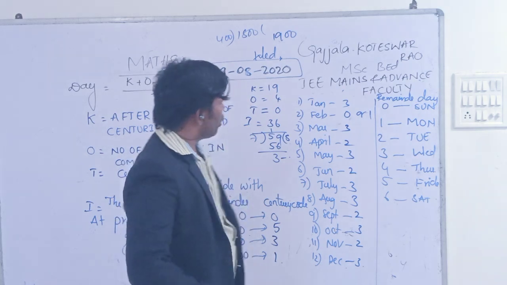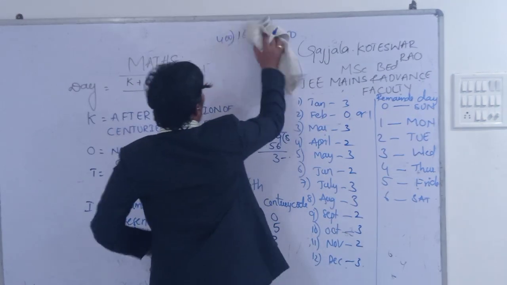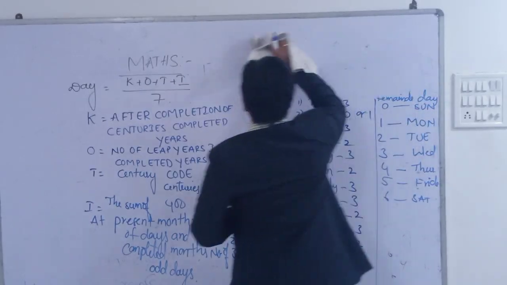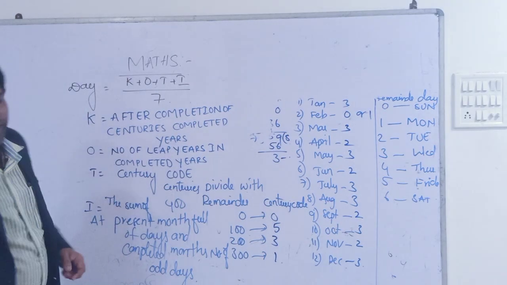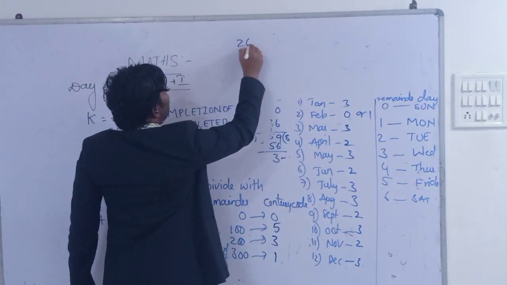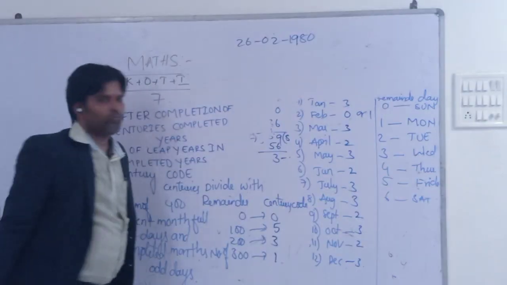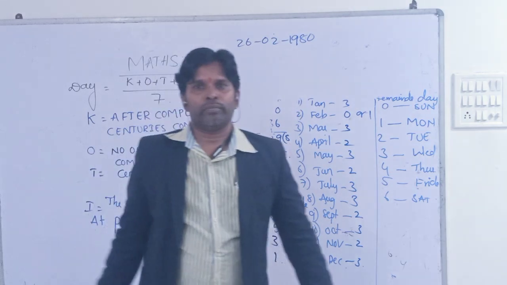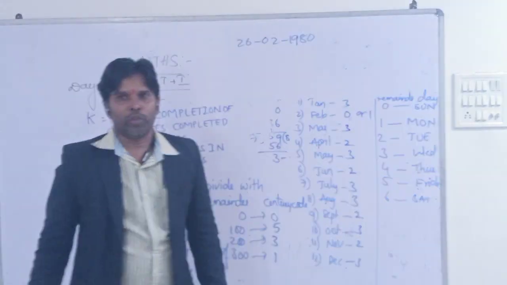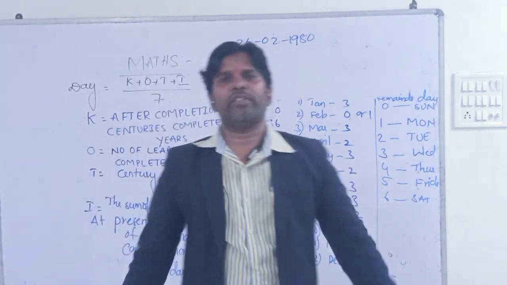Right, so now one more example I am going to explain. Here 26/2/1980. On which day does it come? I'll explain. 26/2/1980. Whatever the year and whatever the date, if you take it, we can easily say the day.